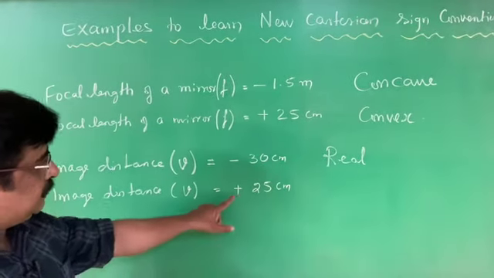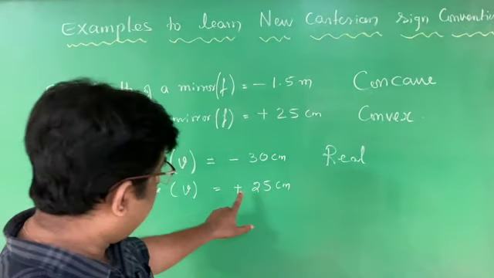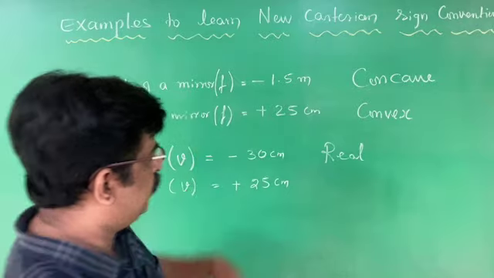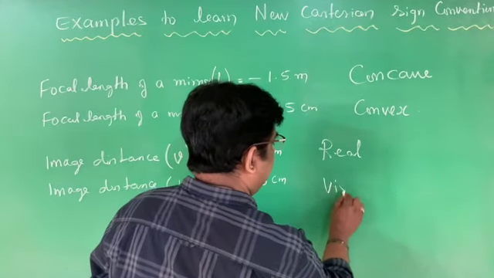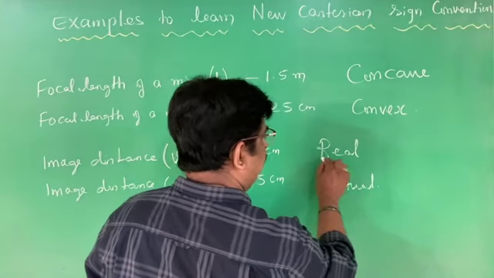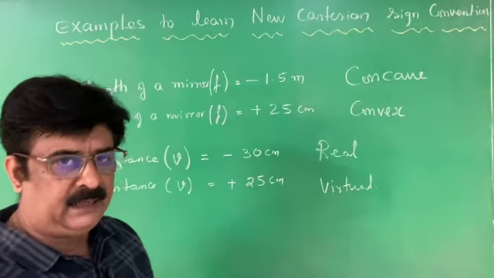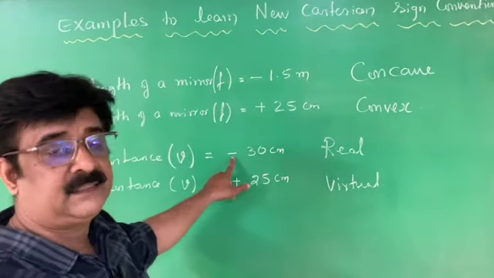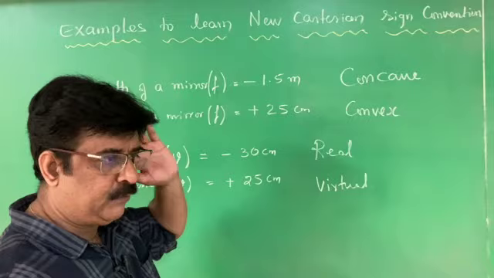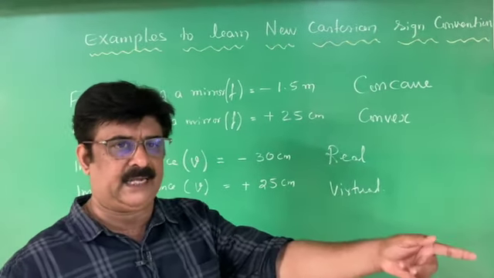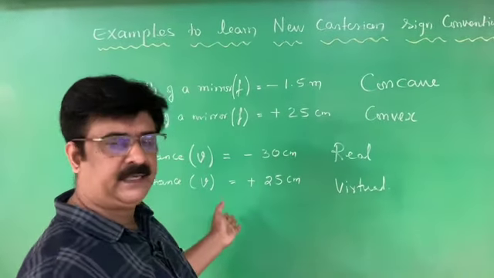If the image distance is given as plus 25, then it is virtual. It is behind the mirror. If it is in front of the mirror, you have to take it as a real image. For a real image, you have to take the sign as negative. Therefore, remember, real image means negative sign. Virtual image means positive sign.